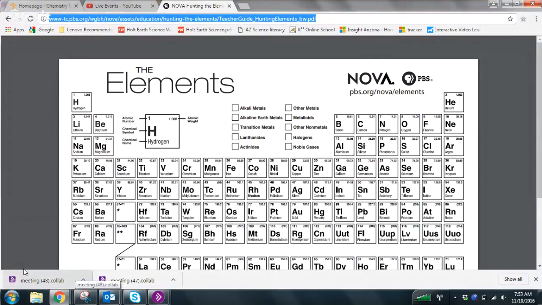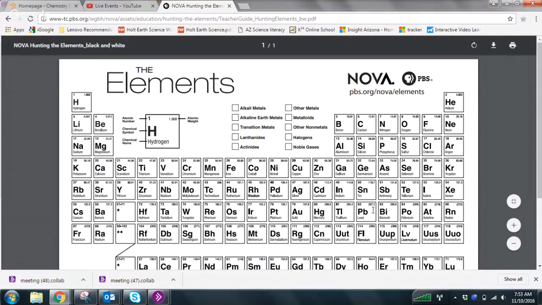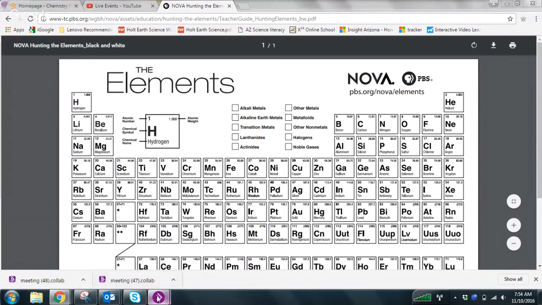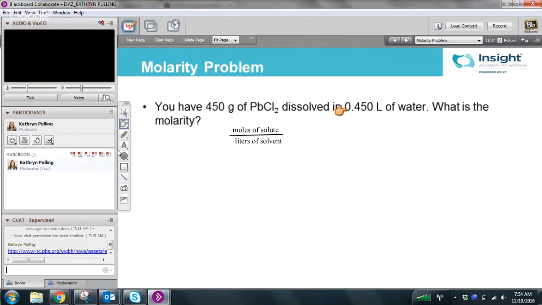On here, we're going to find lead, which is right here. So that has a mass of 207. And chlorine is over here, has a mass of 35. So let's write that on the board. We've got 207 plus 35 plus 35. If I add that together, that's 277. Don't even need my calculator. 277 grams per mole.